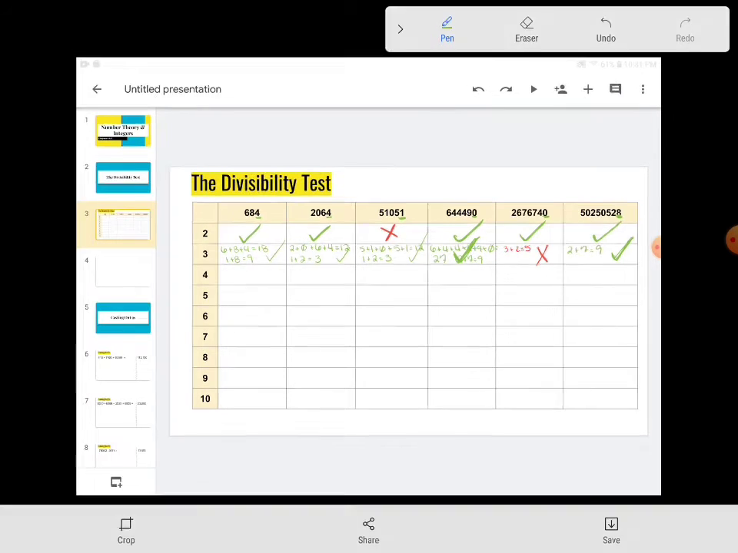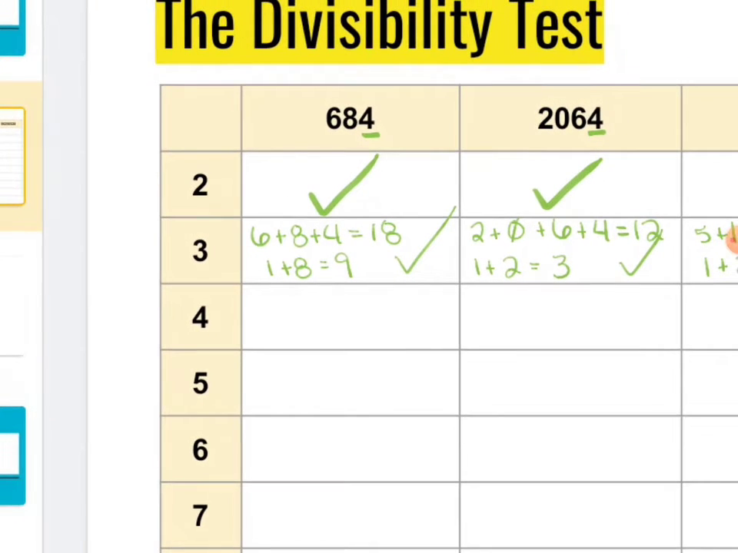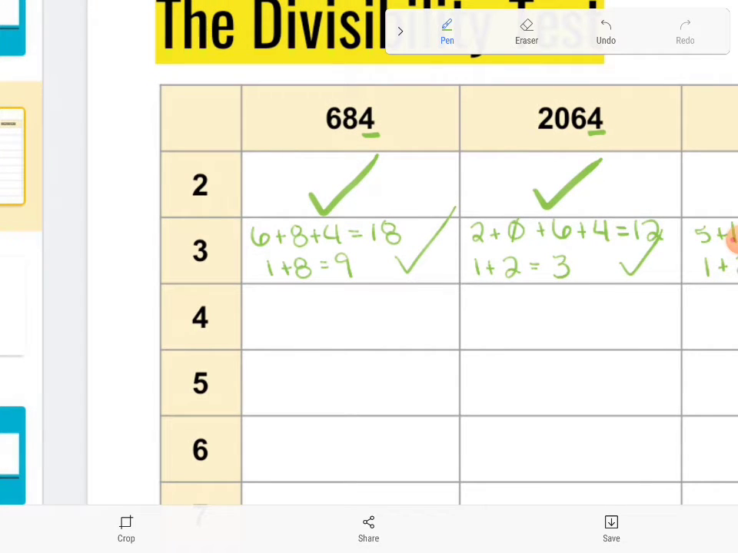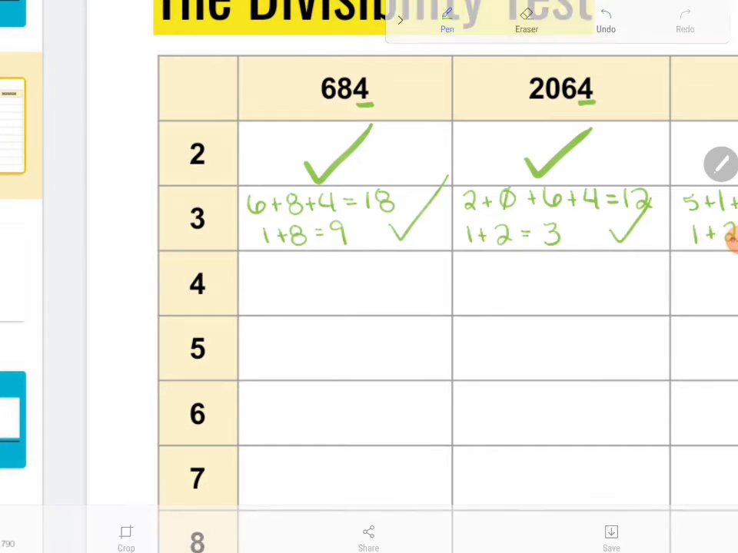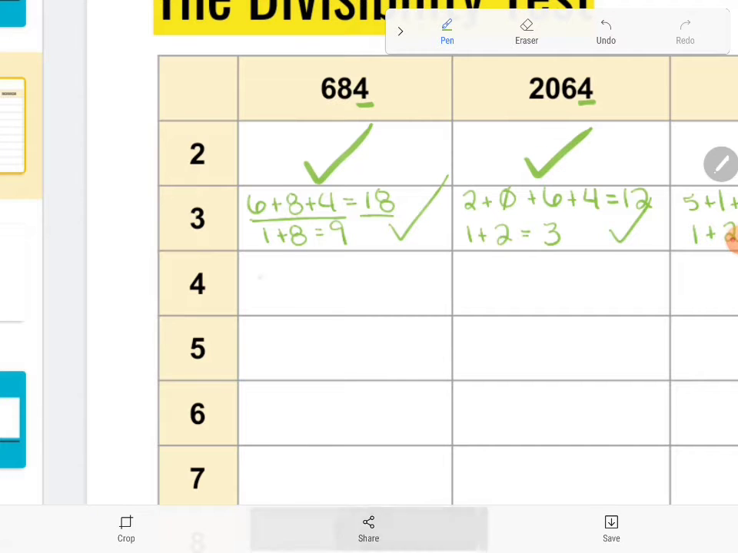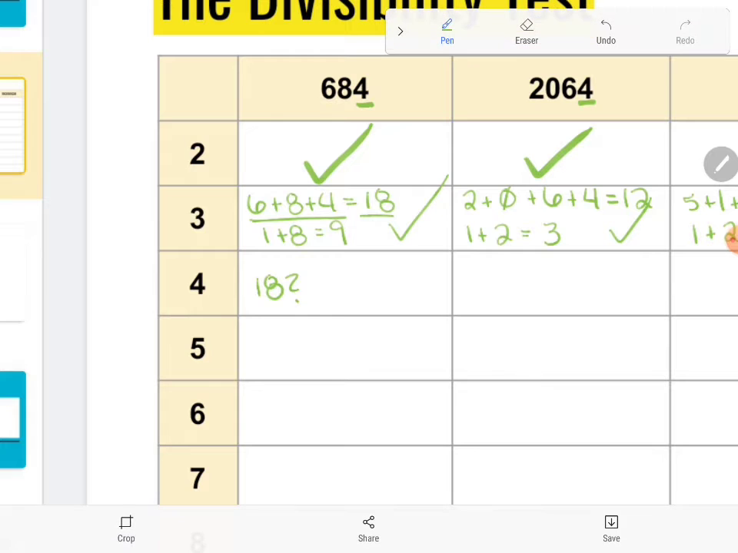Next, we're going to look at 4. It's actually going to be the same process. As long as your number is divisible by 4, your whole entire number will be divisible by 4. So I'm just going to go off of our numbers from above. We know that 6 plus 8 plus 4 is going to be 18. Now the question is, is 18 divisible by 4? 18 divided by 4 is not divisible.